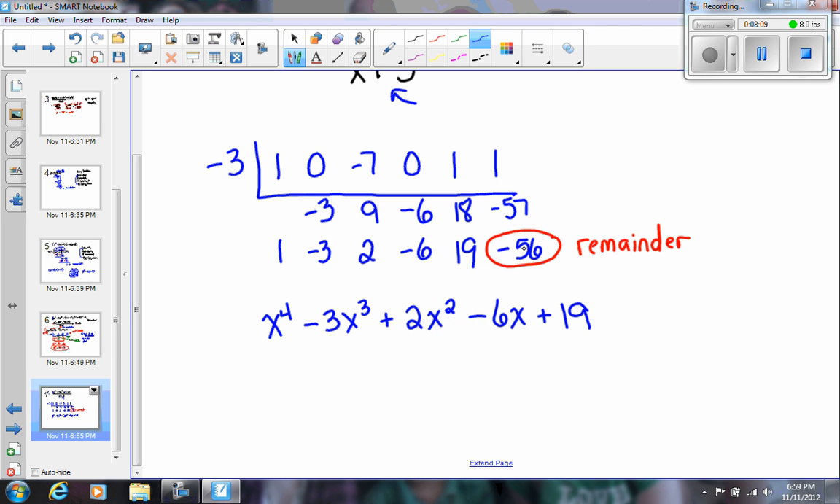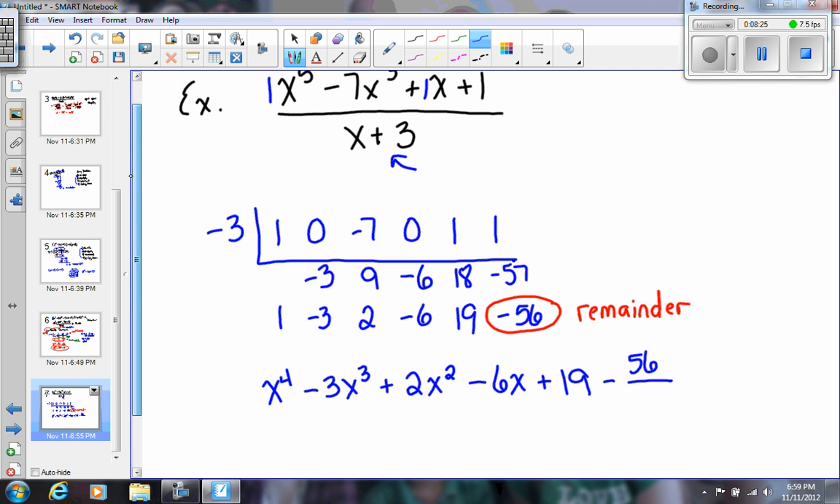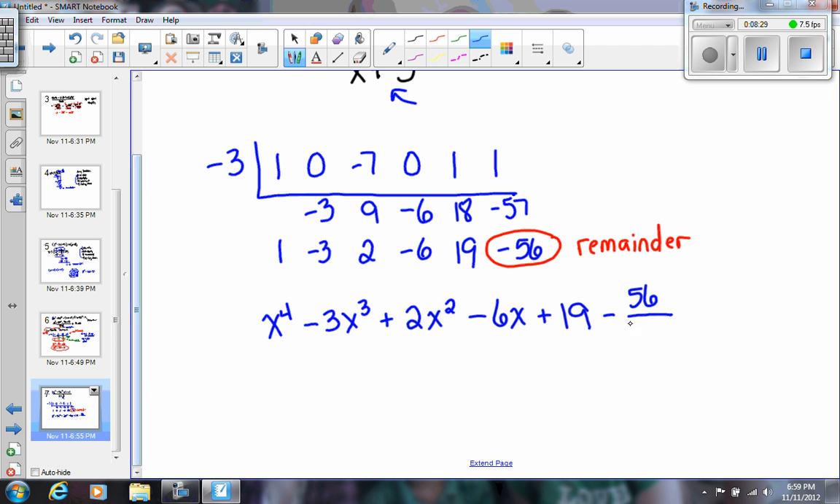And then I have my remainder, and it's negative, so I'm going to have a minus 56 over what we divided by. Because remember, that's how we showed when you have a remainder, you put it over what you divided by. We didn't divide by negative 3. Remember, originally we divided by x plus 3. So I'm going to put that over x plus 3. And that is my answer.